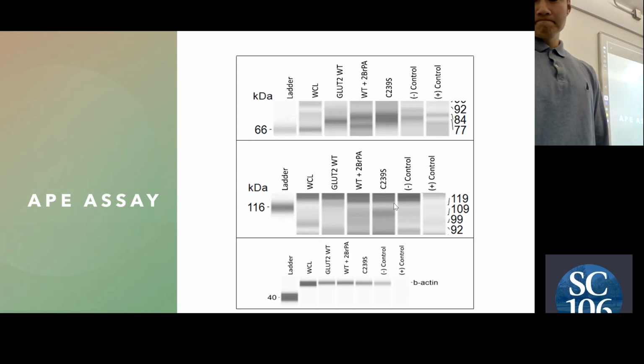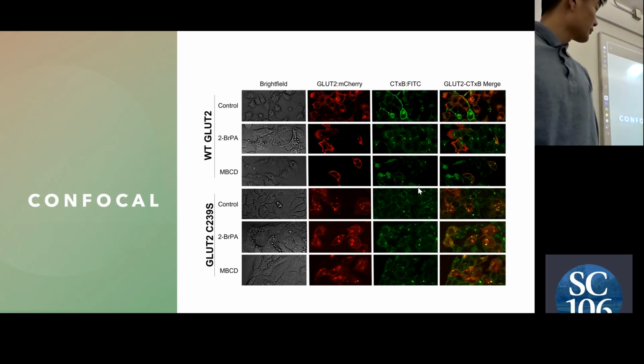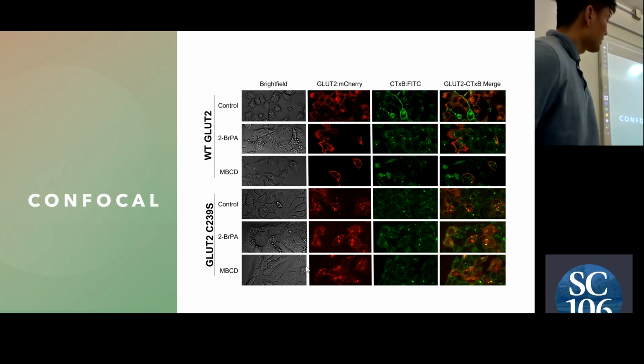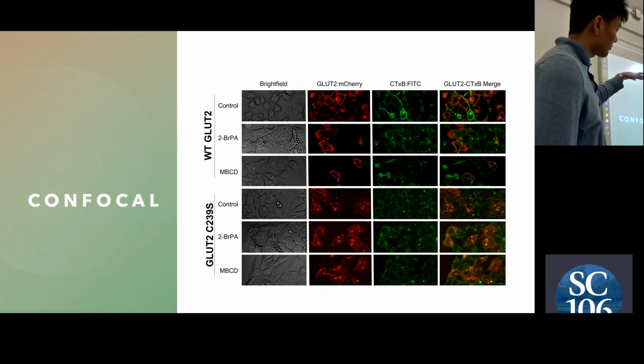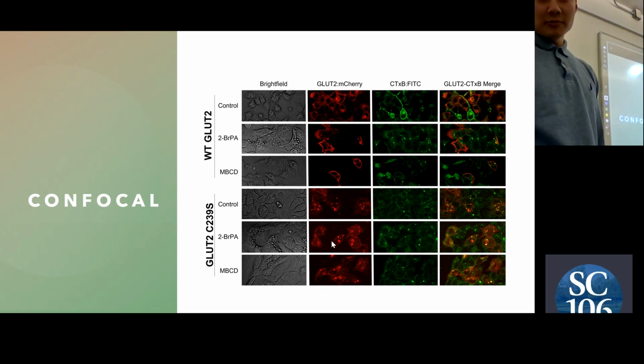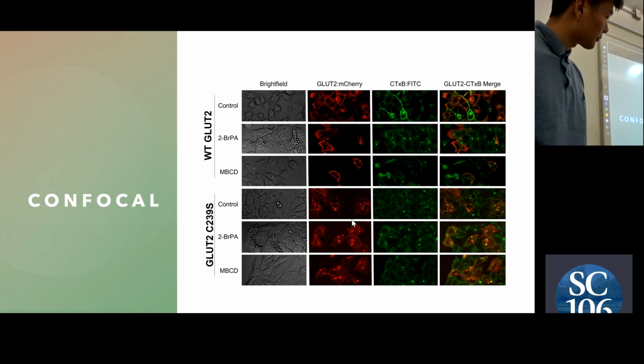This is our confocal microscopy assay. We see that in the wild type GLUT2, in the top three rows, the GLUT2 protein is generally more localized around the membrane, whereas in the mutant, it's present more inside the cell in vesicle-like formations, albeit there are some that still reside in the membrane as well.